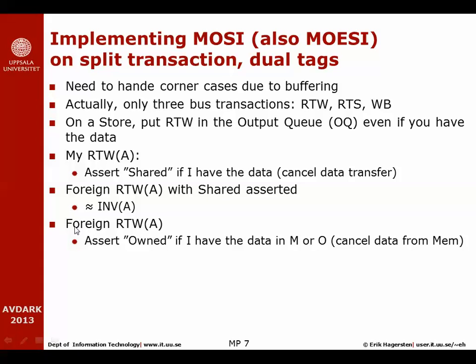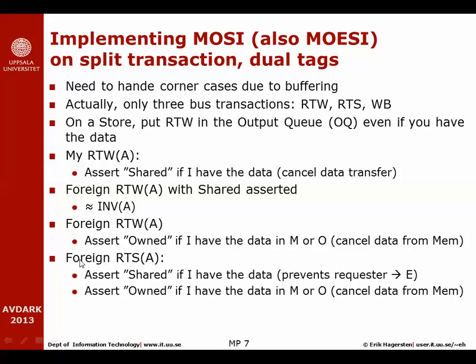Furthermore, when you see a foreign read to write request for a specific cache line, you assert the owned line on the bus if you have the data in state modified or state owned. That tells the rest of the world, or more specifically tells the memory, that the memory no longer has to reply to this request, because some cache has this cache line in state modified or owned, and their intention is to reply to this request.